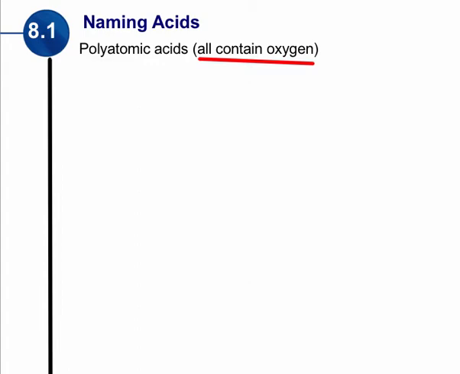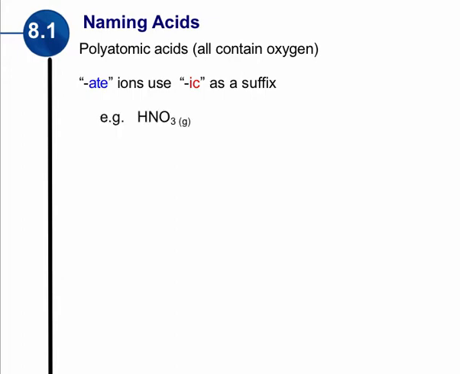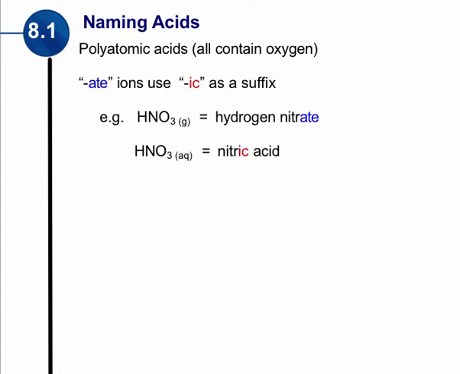The naming conventions are a little bit different. If our original polyatomic ion ends in ate, we now just change the ate to an ic as a suffix at the end. So an example here would be HNO3 as the gas. If we look this up, H is hydrogen, NO3 is nitrate. So if we wanted to write the name for the acid, the AQ, we would just change the ate to an ic and we would have nitric acid.